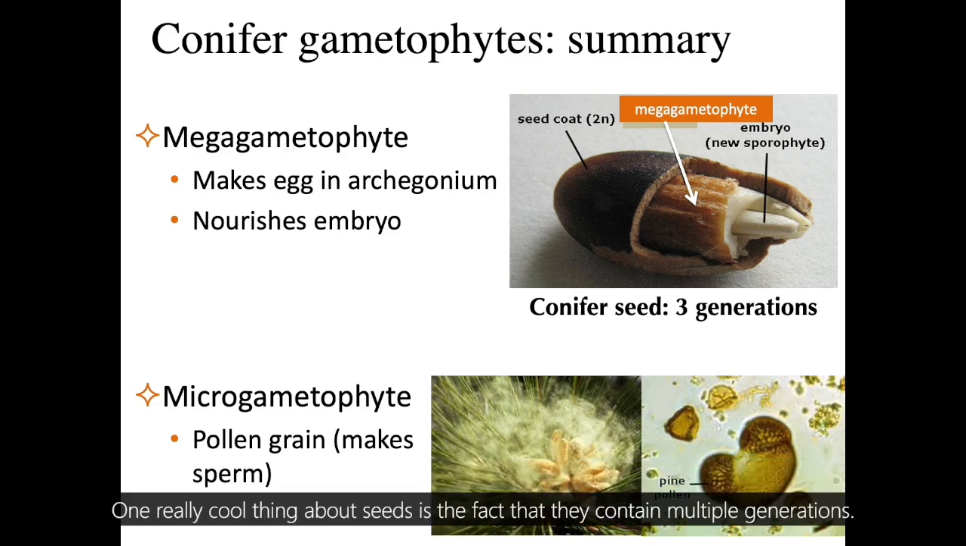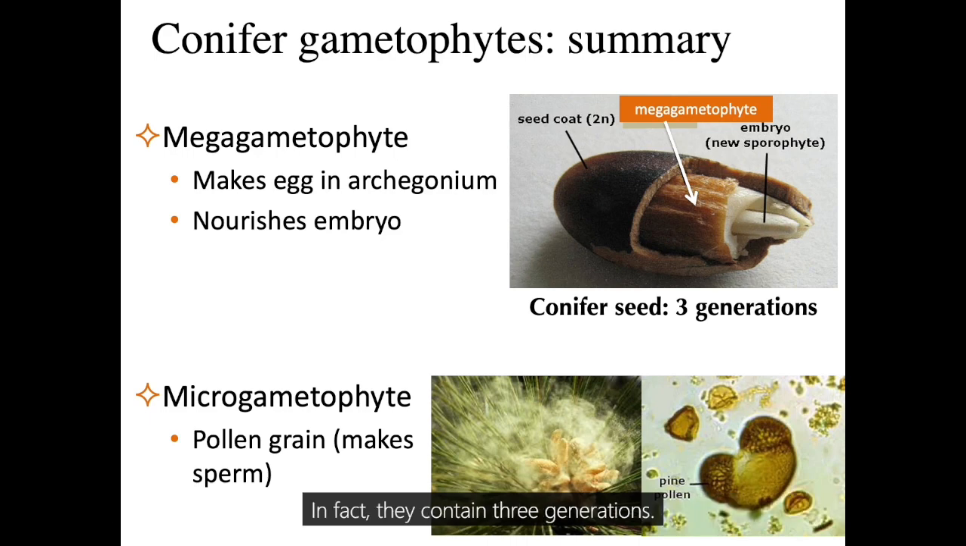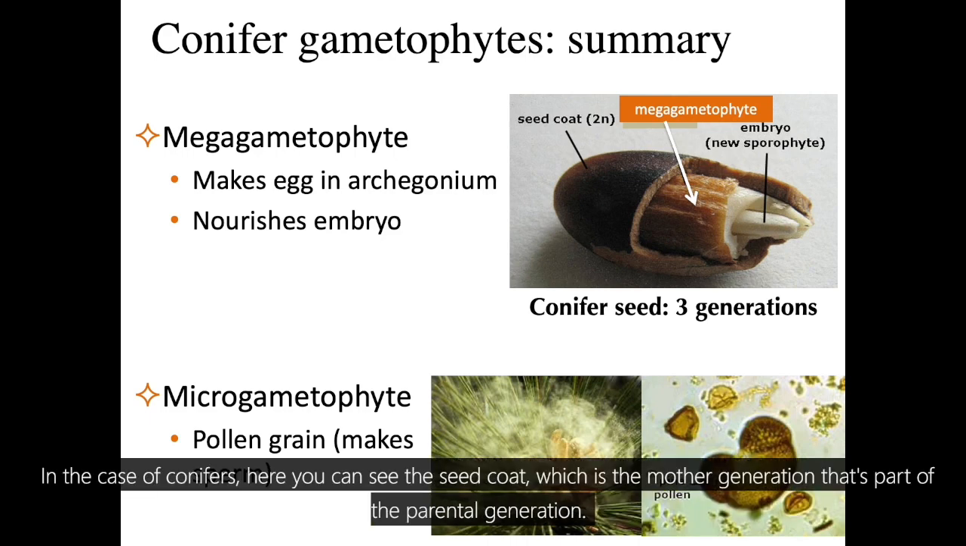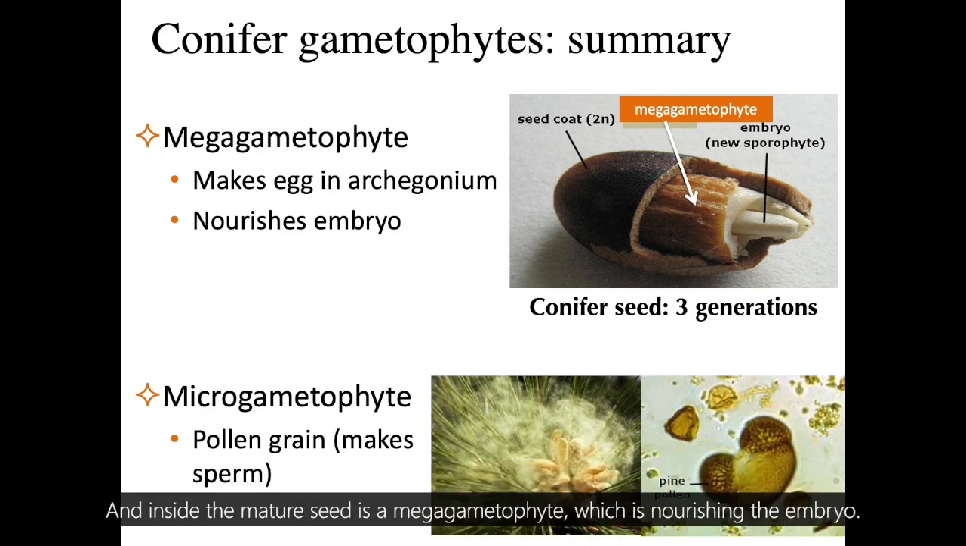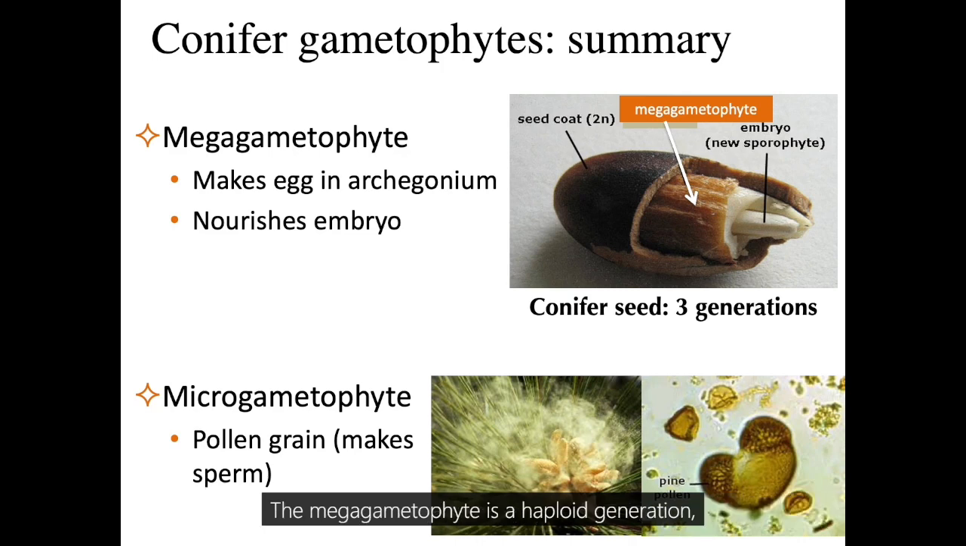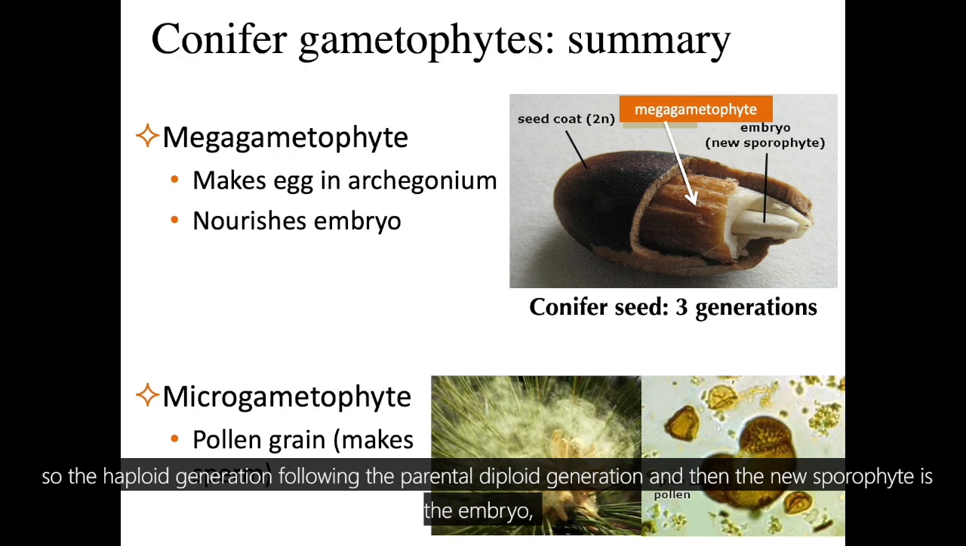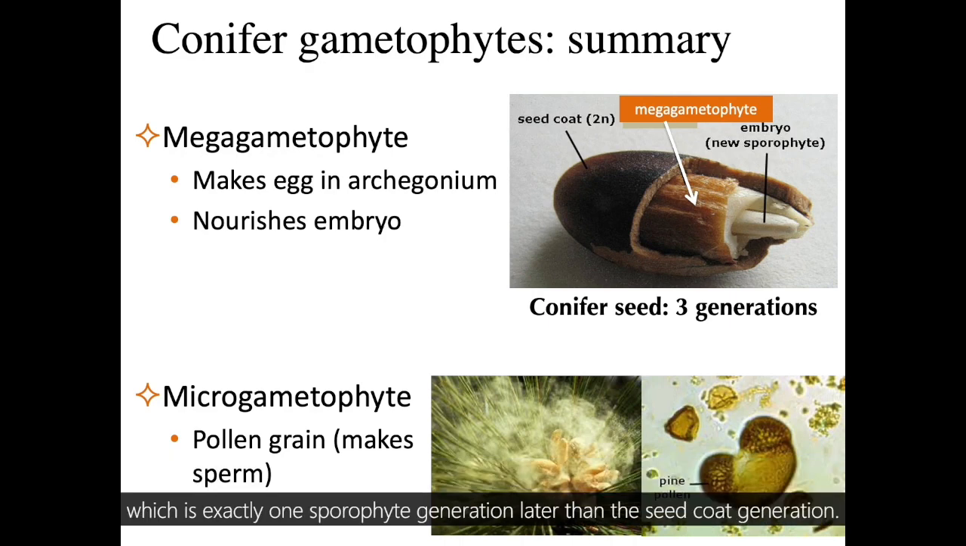One really cool thing about seeds is the fact that they contain multiple generations. In fact, they contain 3 generations. In the case of conifers here, you can see the seed coat, which is the mother generation. That's part of the parental generation. And inside the mature seed is a megagametophyte, which is nourishing the embryo. The megagametophyte is a haploid generation, so it's the haploid generation following the parental diploid generation. And then the new sporophyte is the embryo, which is exactly 1 sporophyte generation later than the seed coat generation. So there are 3 generations in a seed.